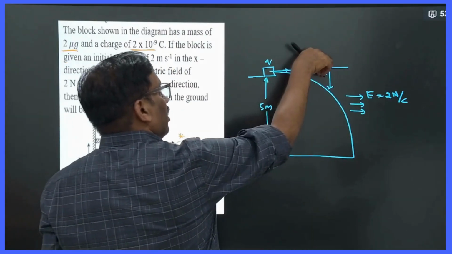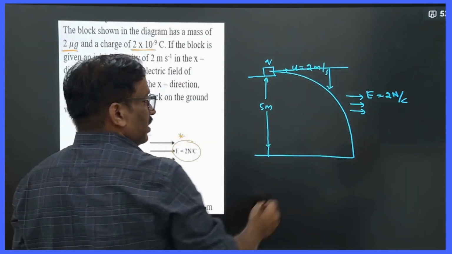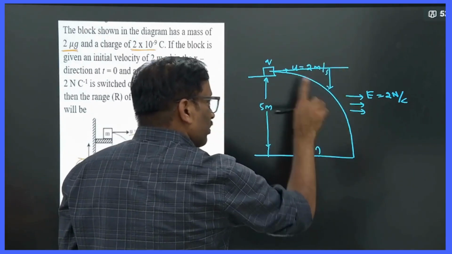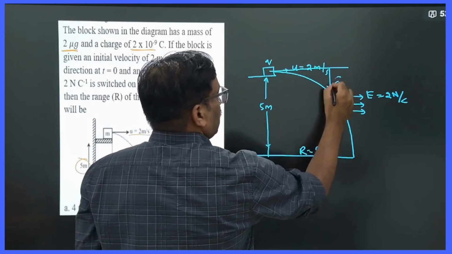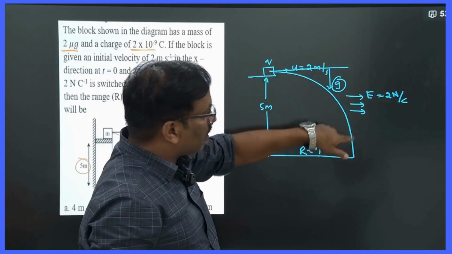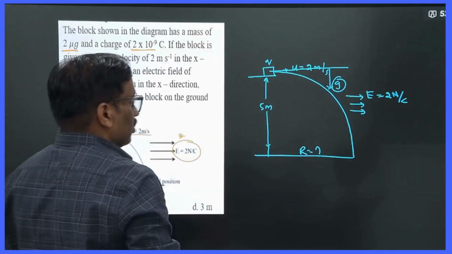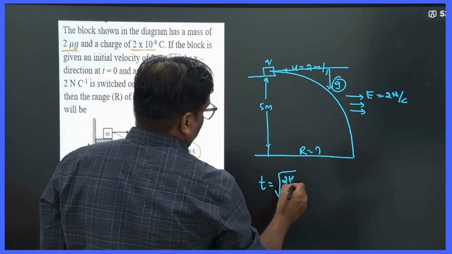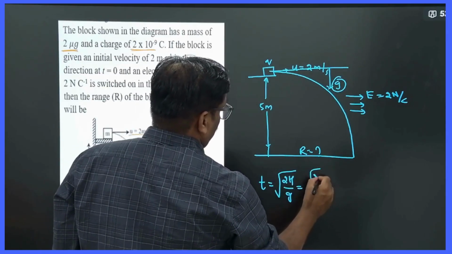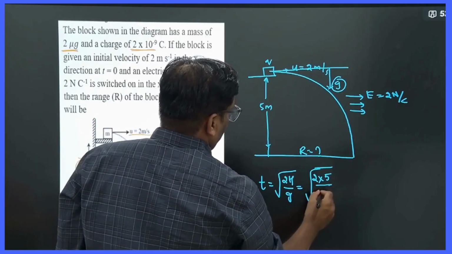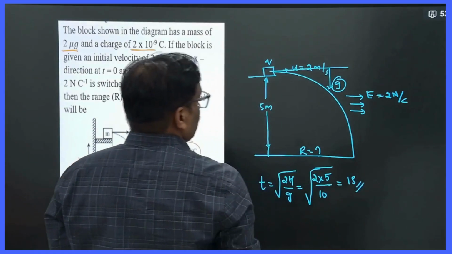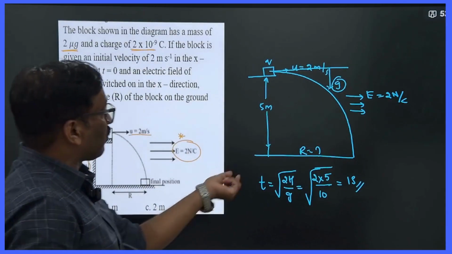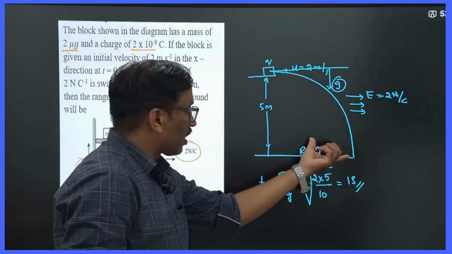First of all, let us calculate how much time it will take to reach the ground, since he is asking for the range. Downward motion is due to gravity only. So what will be the time taken? You already know it: square root of 2h by g. 2 into h is 5 divided by 10, therefore it is 1 second. So it is going to hit the ground in 1 second. But now we want to calculate how far away it is going to hit.